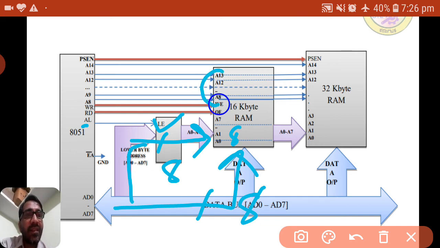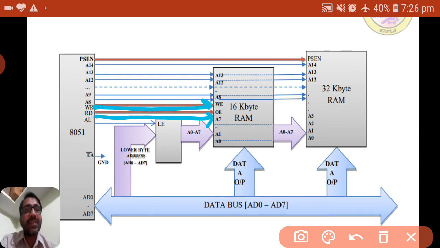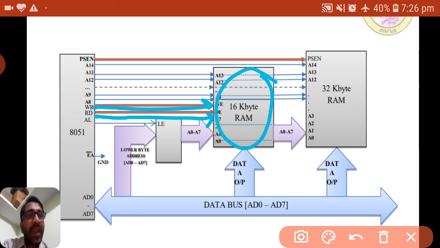So 5 lines are connected here, A8 to A13. These 8 address lines together make 14 lines, and here is the data bus, and also read and write. As I told, the read and write is connected here. So this is the interface of 16k RAM with 8051.